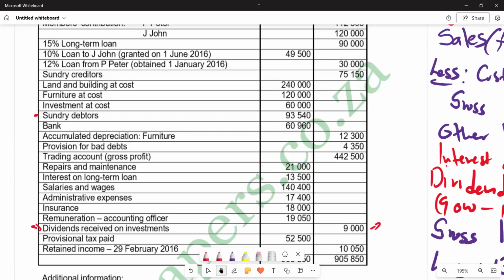So the figure that you're going to get there is going to be net profit after tax. So you're saying 212,423 minus 108,300. Then you are going to get your 104,123. And this is going to be your net profit after tax. So this is your final figure that we have in terms of our statement of comprehensive income.